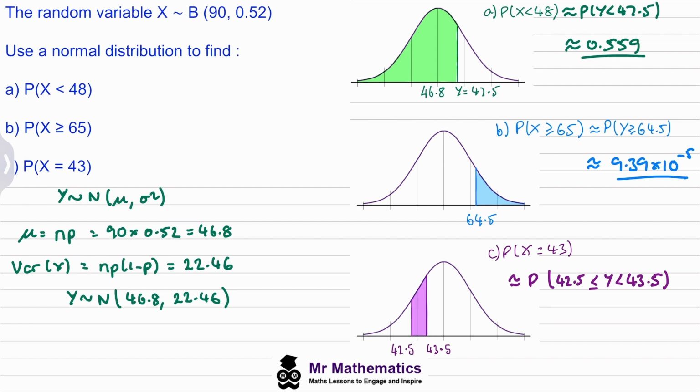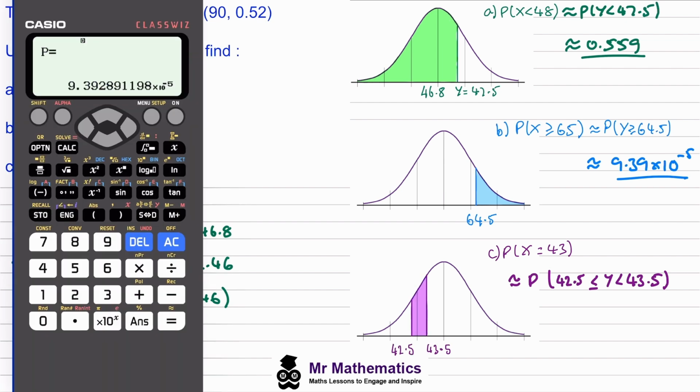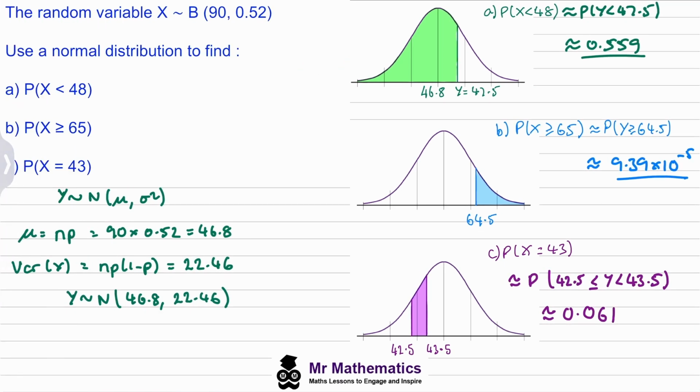So entering it into our calculators, we'll have a lower as 42.5, the upper as 43.5, and sigma and mu the same, and this will be approximately 0.061.